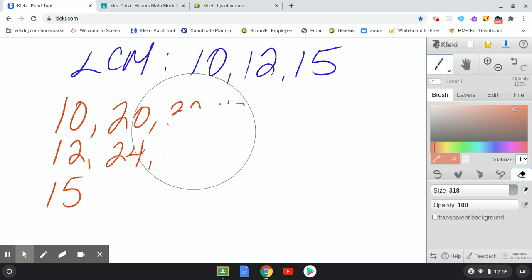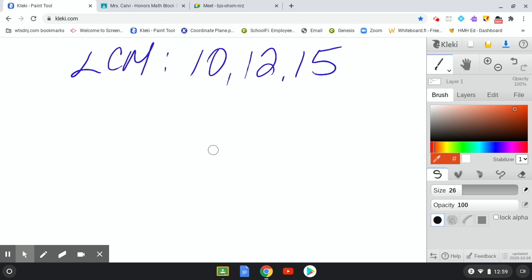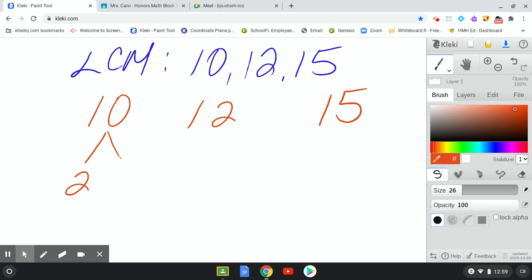Now, another method is to use your prime factorization to find your LCM. So in order to do the prime factorization, you remember we need to do what we call the factor tree. So we would do the factor tree for 10, 12, and 15. Remember, you can only use prime numbers for prime factorization. So what times what gives me 10? 2 times 5. 2 is prime, so I can't go any further. I circle it. 5 is prime. I can't go any further, so I circle it.